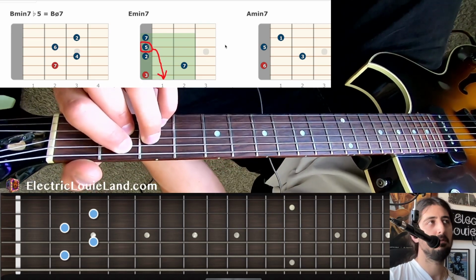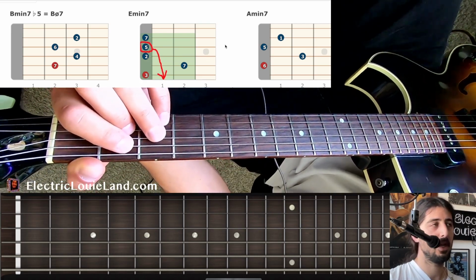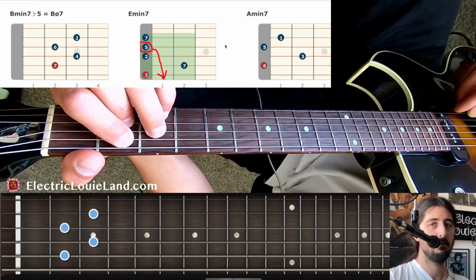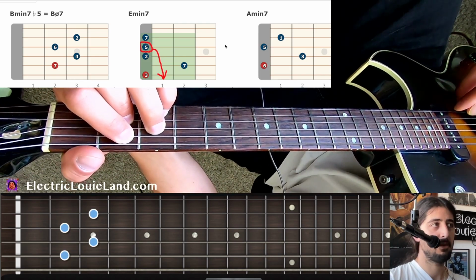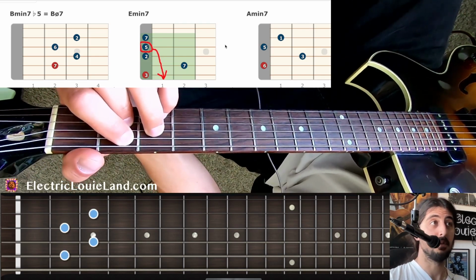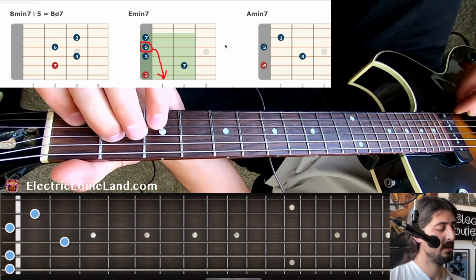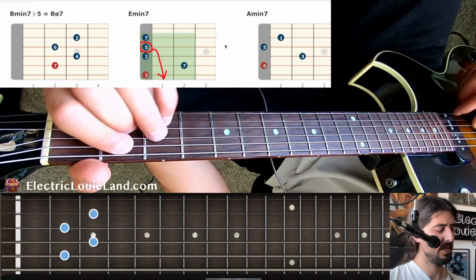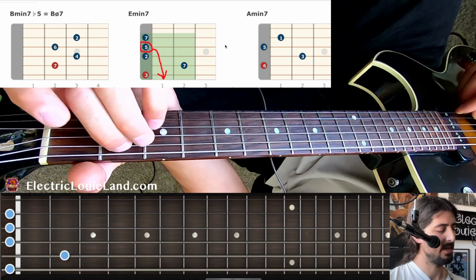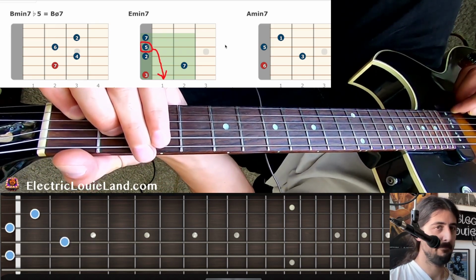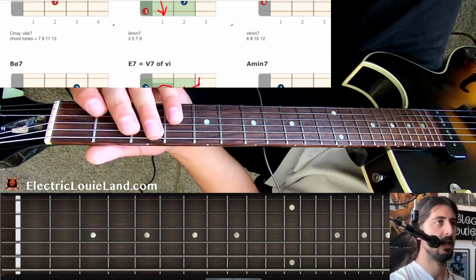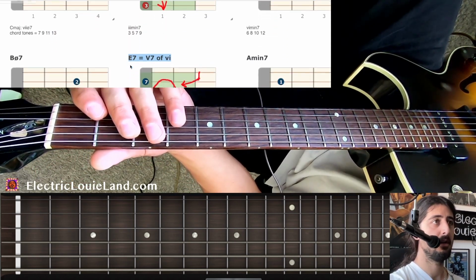B half diminished, we know. Check out the diatonic harmony lecture. You know that the 7th degree of the scale is half diminished. That's why the 2 chord is half diminished. Instead of E minor, which is diatonic, right? Well, instead of that, I'm going to make it a secondary dominant.